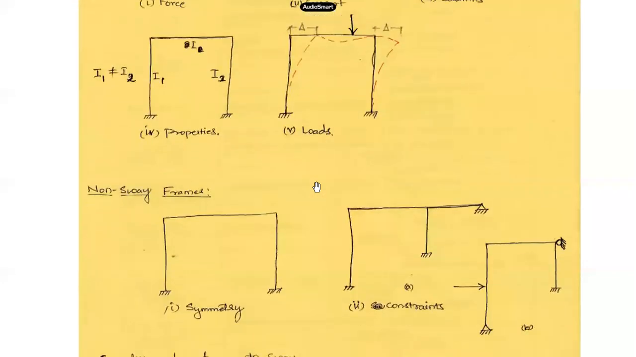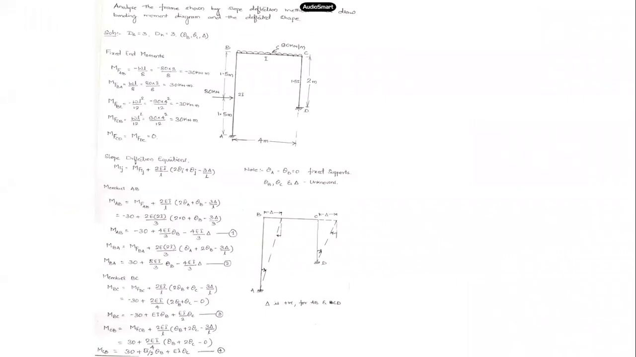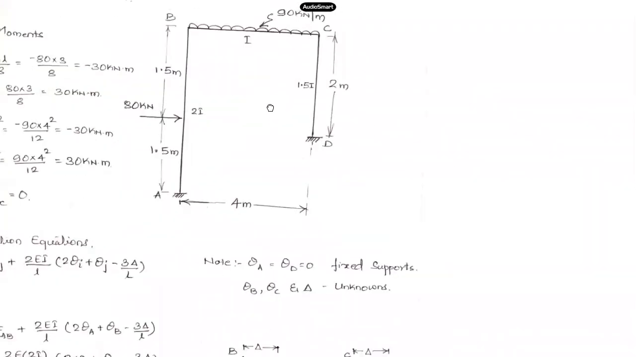So now we'll start dealing with such sway frames. We'll analyze them by the slope deflection method. So this is one example that has been taken here, and we have to analyze this frame by the slope deflection method. By observation itself, you can see this is a clear case of a sway frame. Why? There are several conditions which will cause sway.